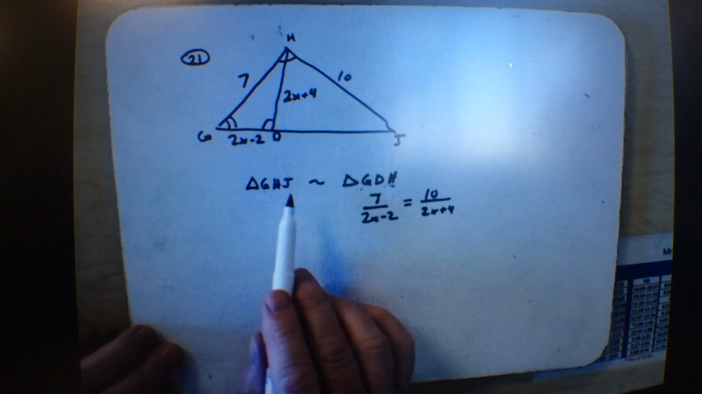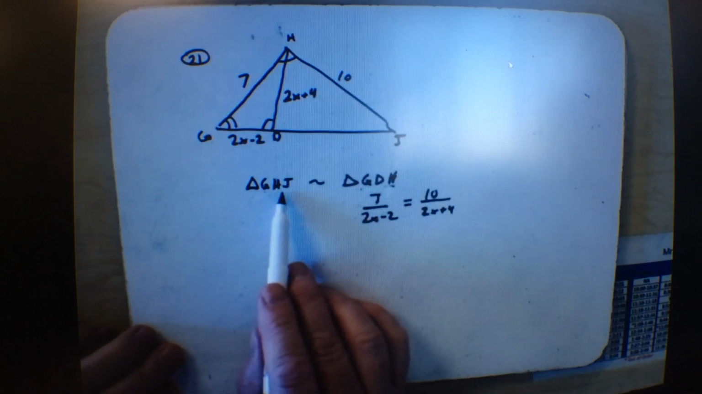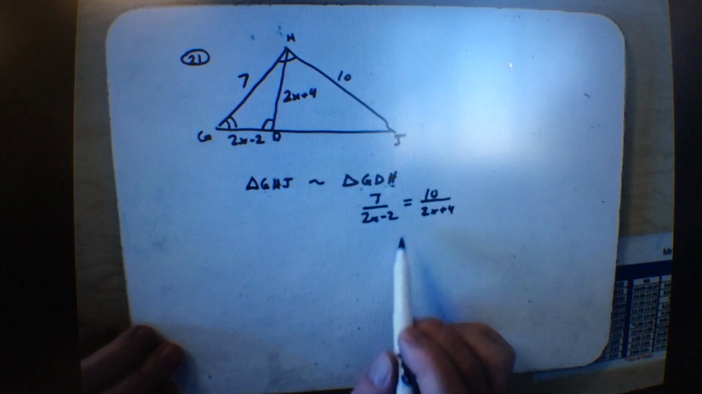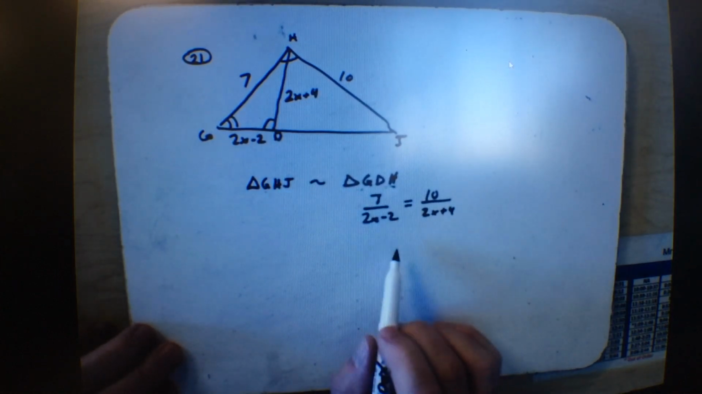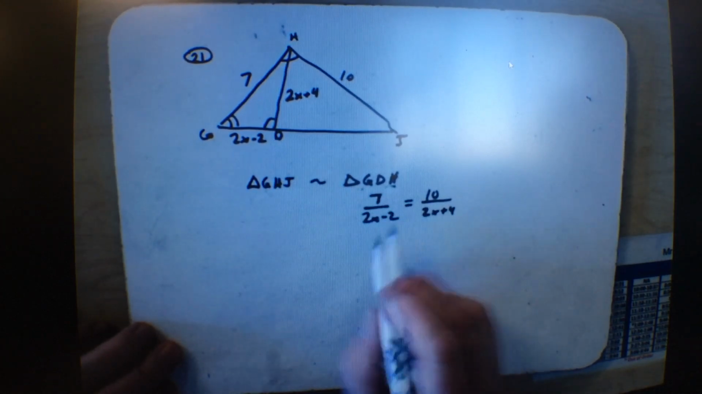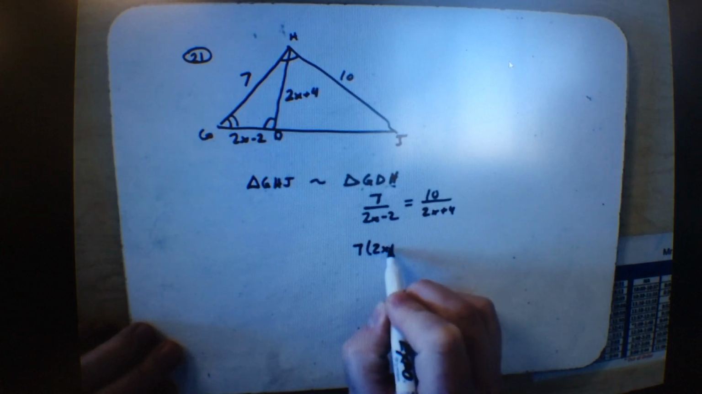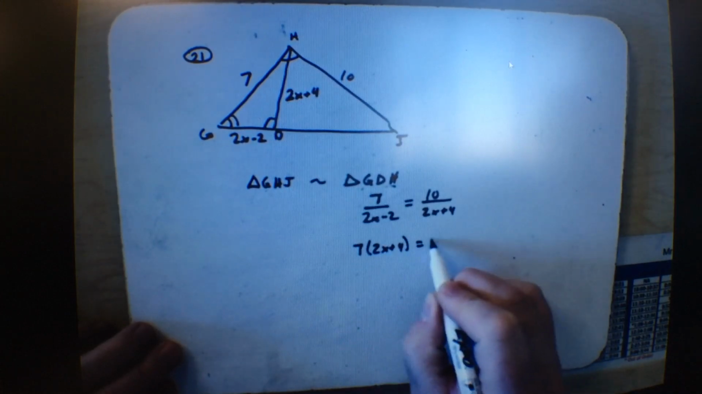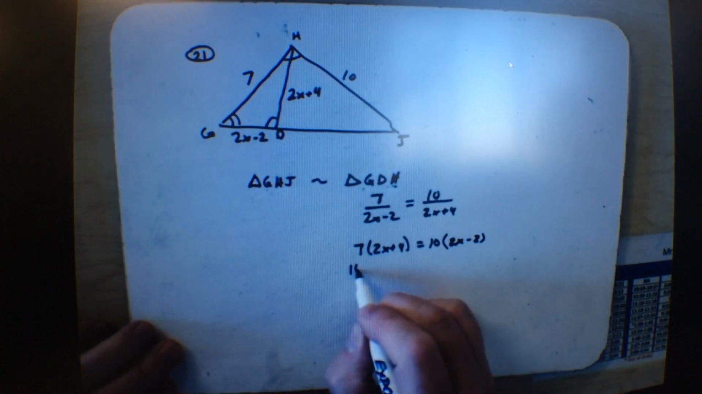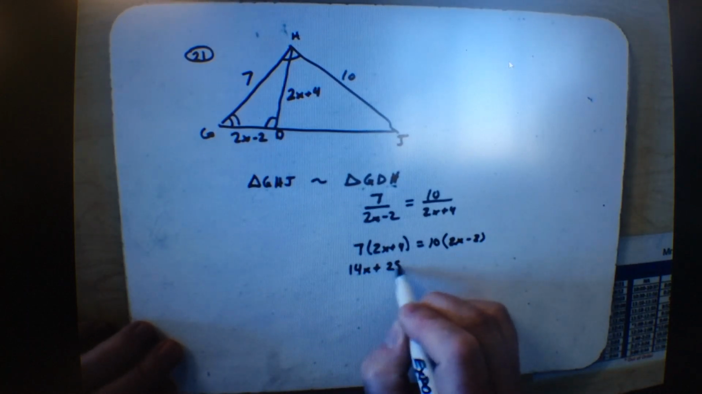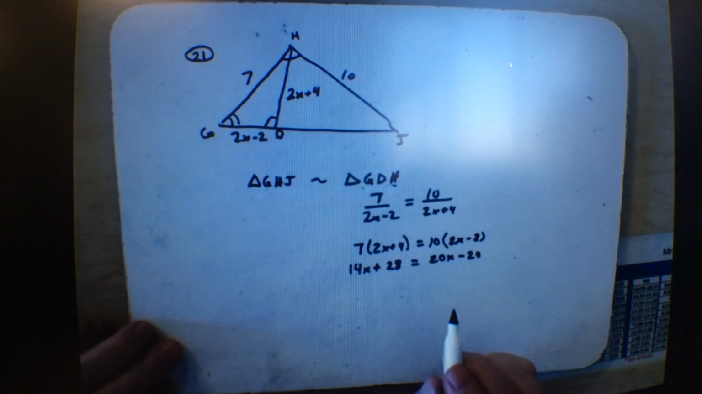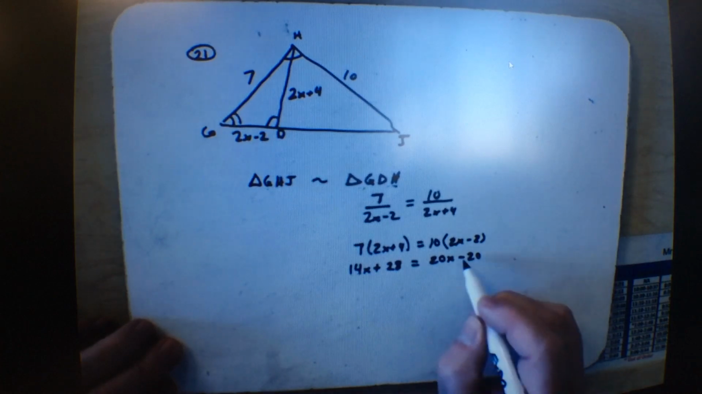HJ matches DH. HJ matches DH. So I have my proportion there. So I cross multiply, and once I get this, I have 7 times 2x plus 4 equals 10 times 2x minus 2. And if I distribute through, it's 14x plus 28 equals 20x minus 20. Okay? I'm going to change this plus negative.